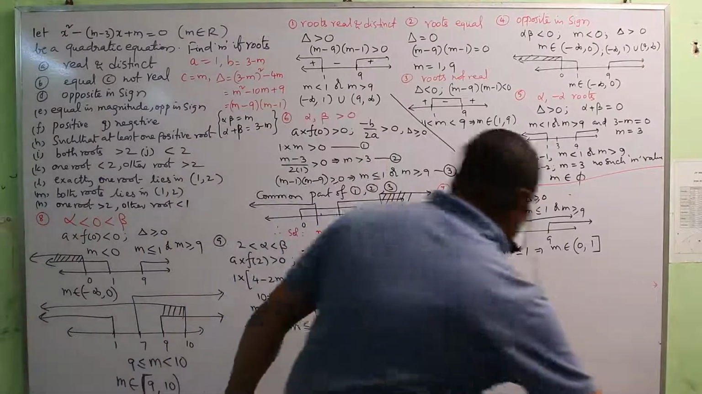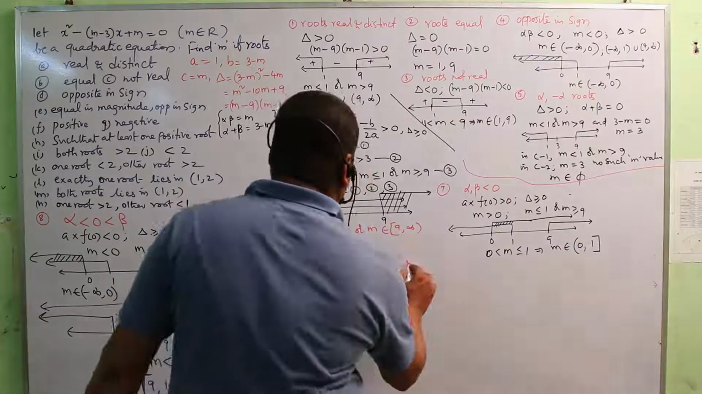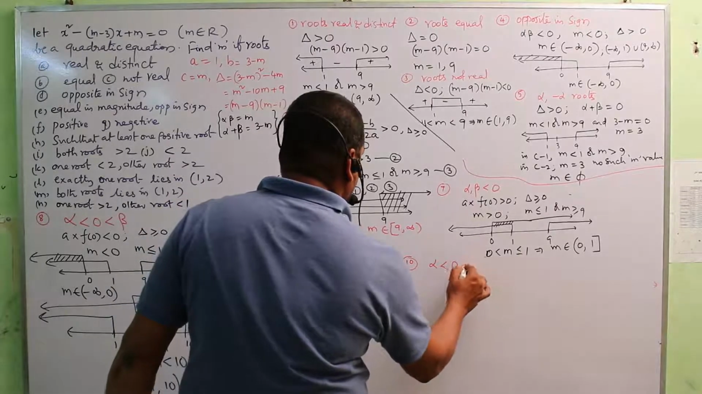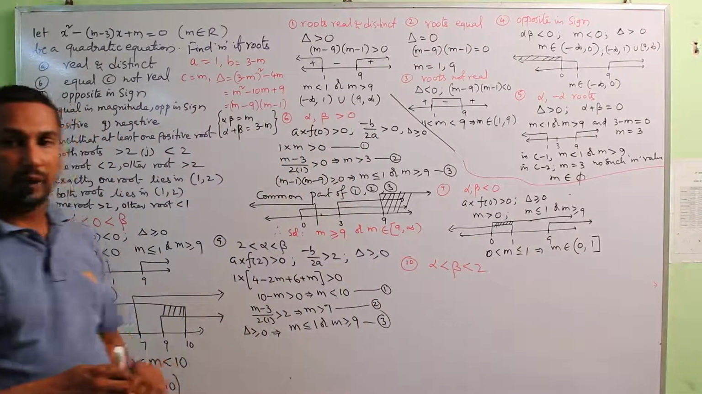Now, next question, the 10th question: both roots, alpha less than beta less than 2.